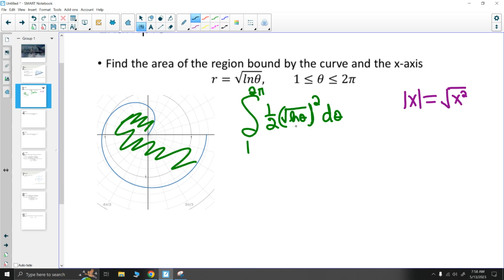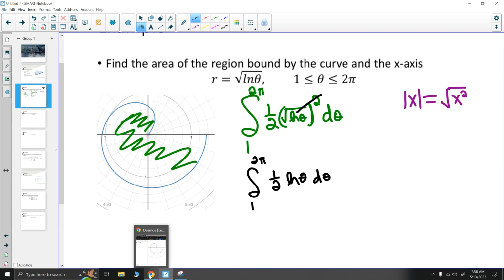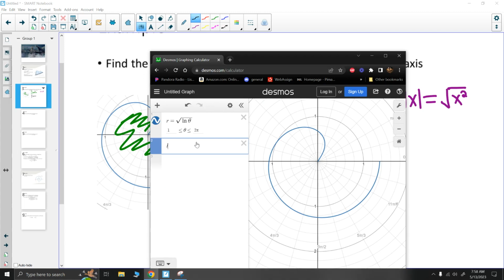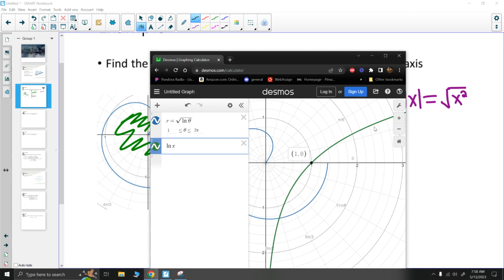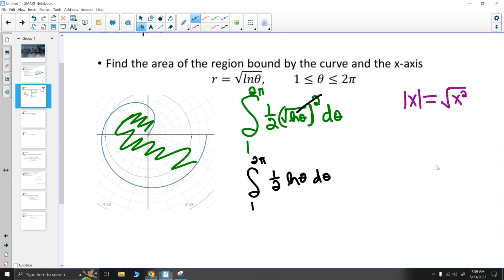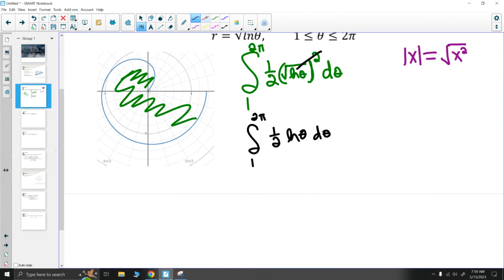But it doesn't actually matter for our case, and I'll show you that in just a sec. We have the integral from 1 to 2 pi of 1/2 natural log theta. We do not need the absolute values here, even though technically we would, because natural log is greater than 0 for all x's greater than 1. So if we take a look at ln, it is negative at some of these times, but from 1 onwards, the points that we care about, it is only positive. Again, if we compare it to this, these two functions are the same on the interval we care about. So just something to note. That's why I don't have absolute value here.